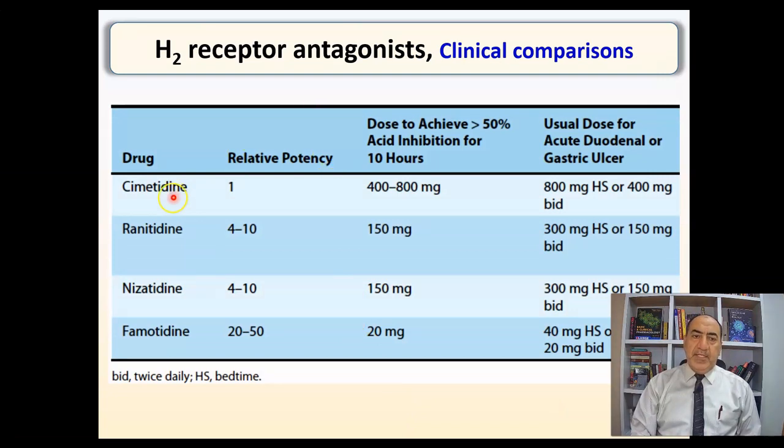Okay, the comparison of these drugs: we have cimetidine. Relative potency, we'll consider it as 1. It is the prototype drug, the first drug that has been described as an H2 blocker, so we'll give it just 1. If there is a drug that's more potent, we'll give it more fold; less, we will give it like half or 1/4, whatever. So cimetidine, the dose to achieve 50% acid inhibition for 2 hours is 400 to 800, and it's used as 800 milligram at bedtime or 400 milligram twice. Then ranitidine is more potent, nizatidine more potent, famotidine is much more potent. As you go more potent, you decrease the dose, of course.